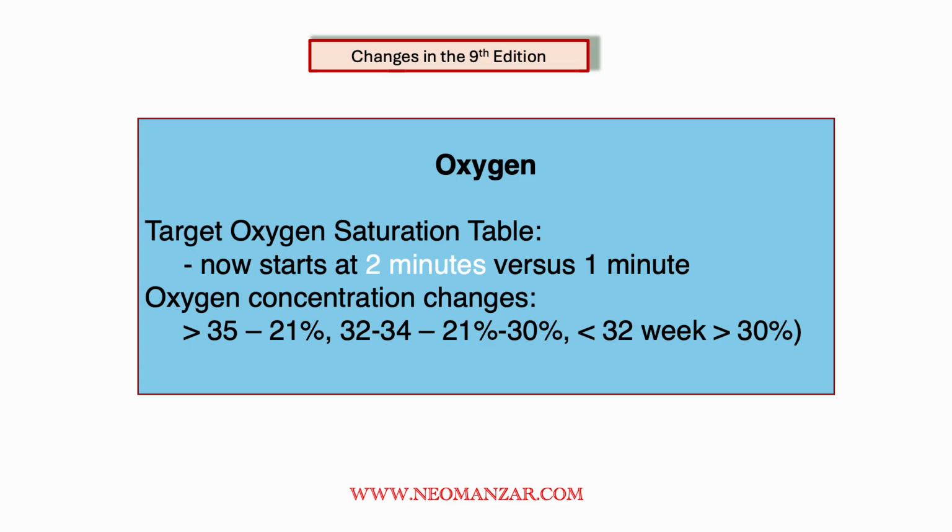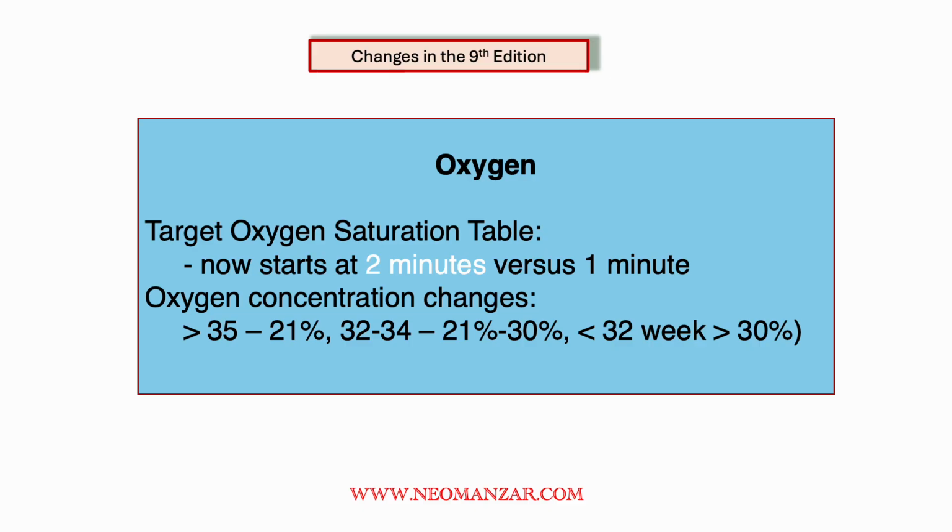So the next change is in the oxygen. The target oxygen saturation table has been changed now. It will start at 2 minutes instead of 1 minute. The rationale is that in the first minute of life, the team is busy stabilizing the newborn infant, plus putting on the sat monitor and counting the heart rate might take some time, and that's why they want to start at 2 minutes. But the targets are the same as in the previous one. The only thing is the table has been changed now. Just remember that.